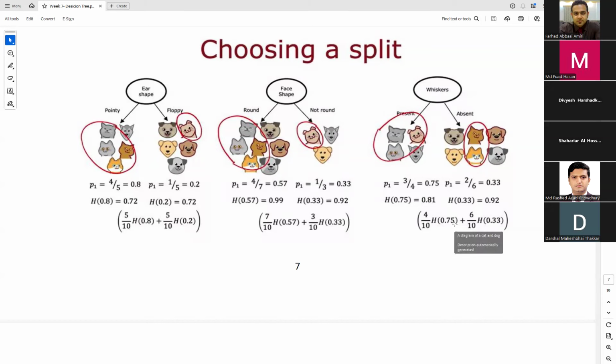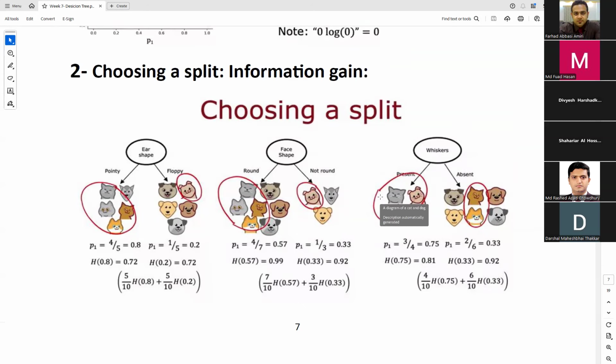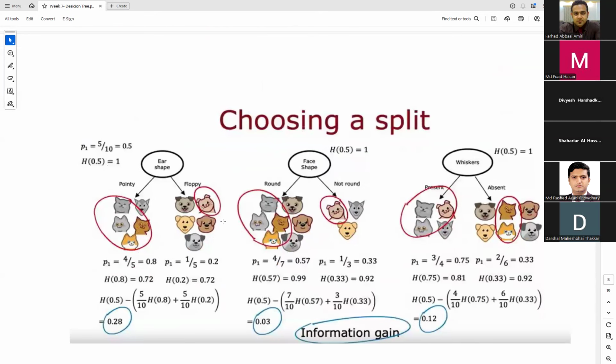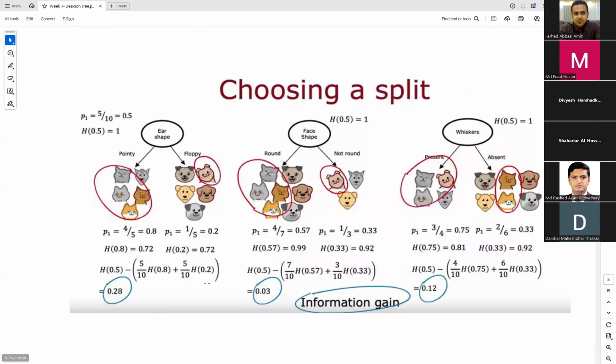And you need one more step to calculate the information gain. To obtain the information gain, you subtract this parenthesis by the entropy of the root node, where we have the mixture of 50-50 cat and dog, 0.5. The same thing for this one. We subtract this parenthesis that we just made in the previous slide by H of 0.5. The same thing for this one.